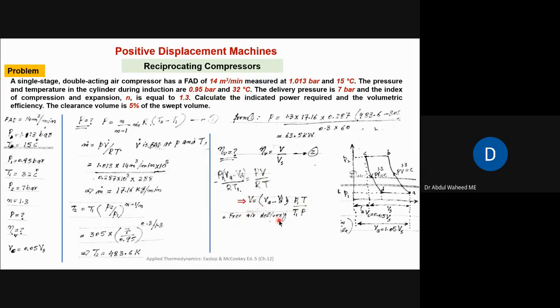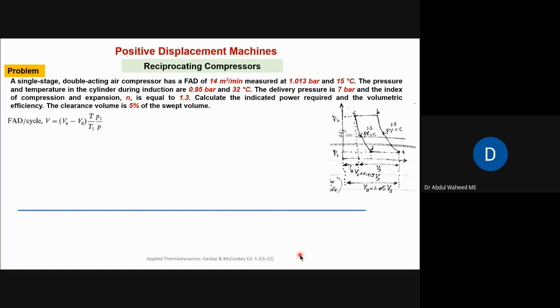So that is free air delivery, this V, which is equal to (VA minus VT) into P1T over TP1... I have told you that inlet conditions during induction are different from the standard conditions. So free air delivery is equal to (VA minus VT) into TP1 over T1P. Now from this formula, because this V is given as 14 meter cubes per minute, actually we are trying to find out the VA minus VT from this formula.